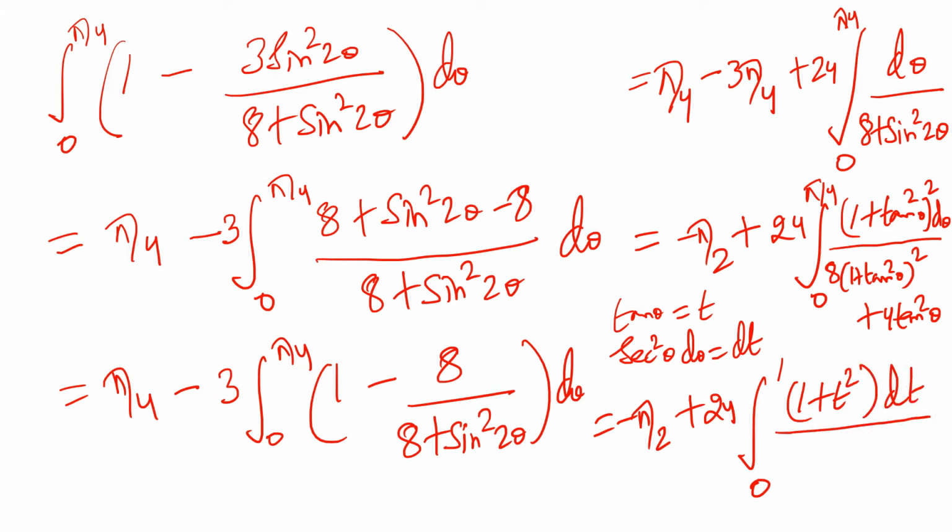Fine. And what about our denominator? It will become 8 times 1 plus t square whole square plus 4t square. Fine. Because in the entire expression we have replaced tan theta by t. Now students, we move further and solve this integral. Now students, this finally becomes minus pi by 2 plus 24 into integral 0 to 1 plus t square dt.